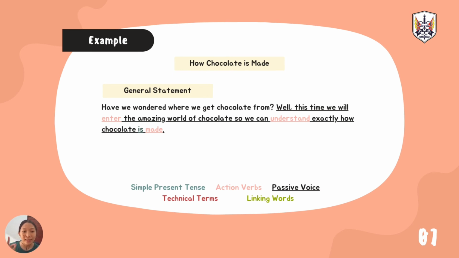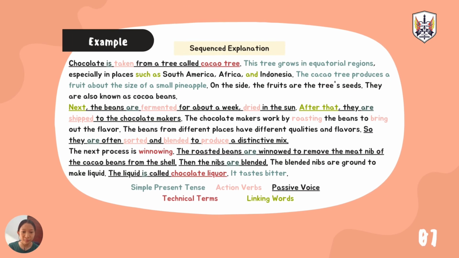As you can see here, this time we will enter the amazing world of chocolate so we can understand exactly how chocolate is made. These underlined words are passive voice. Is here represents the auxiliary verb, and made represents the verb 3 that we use in passive voice. And the words enter, understand, and make represent action verbs. Here is the sequence explanation part. You can read it by yourself. And you can see where's the underline, where's the pink words, blue words, red words, or green words. It represents the language features. So I give you time to have a look.